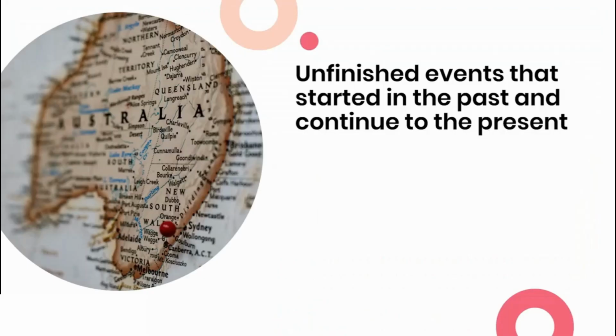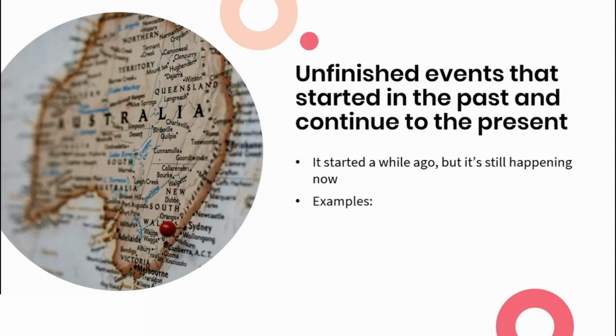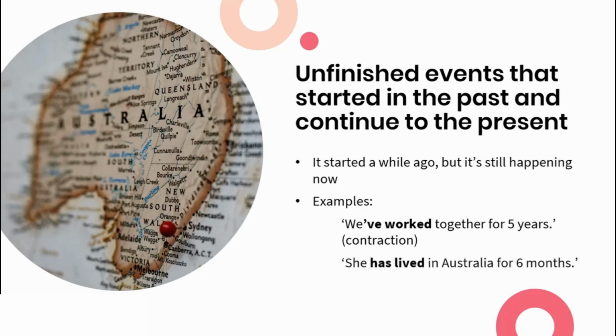We can use present perfect tense to talk about unfinished events that started in the past and continue to the present. In other words, an event that started a while ago and is still happening now. For example, we've worked together for 5 years. She has lived in Australia for 6 months. The events started a while ago, but are still true now.